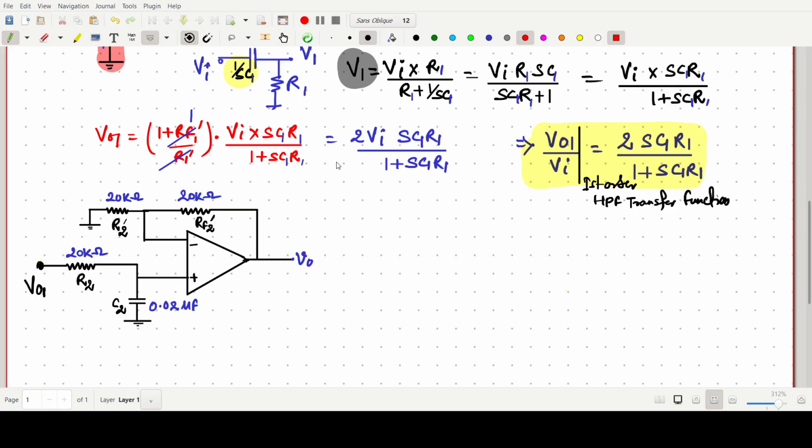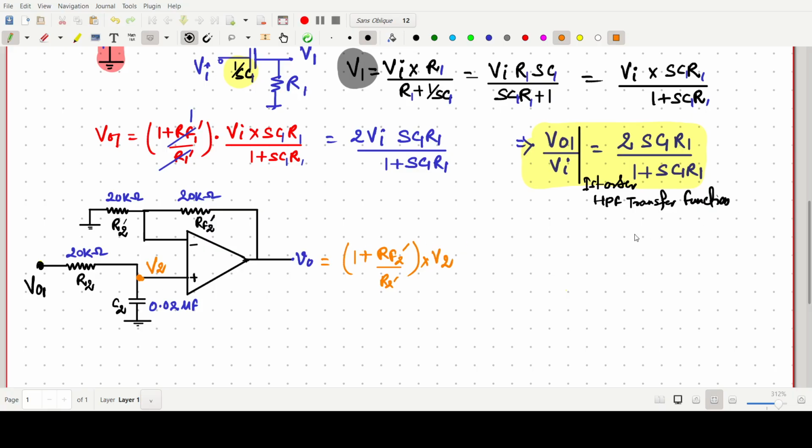Now this one is V naught 1. We have found V naught 1 as a function of Vi, like twice Vi SC1 R1 upon 1 plus SC1 R1. Now this value is some voltage V2. If we know the value of V2, V naught can be simply written as 1 plus RF2 dash upon R2 dash into V2. Is it okay? Simple. This one is also a non-inverting operational amplifier. So now our aim is to find the value of V2.